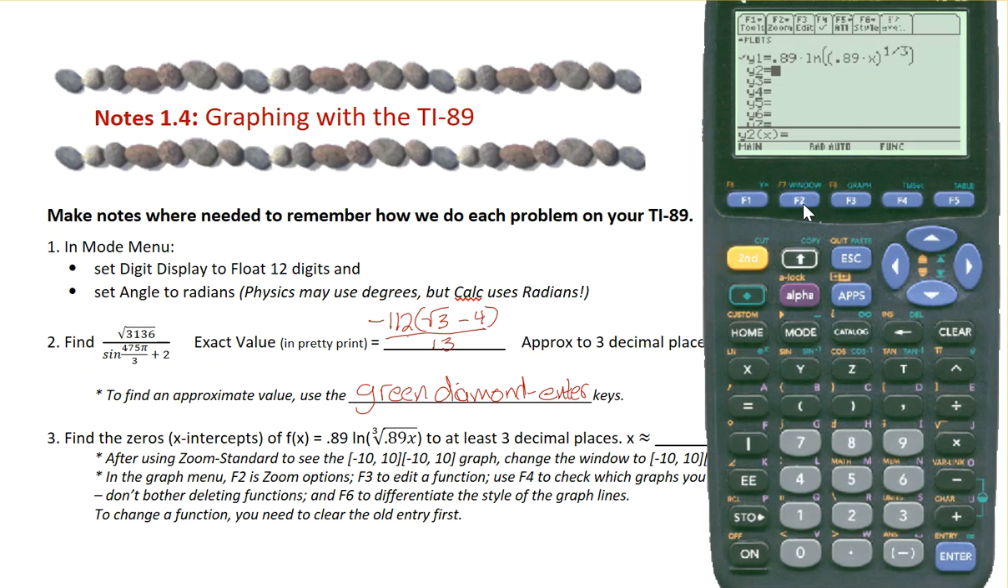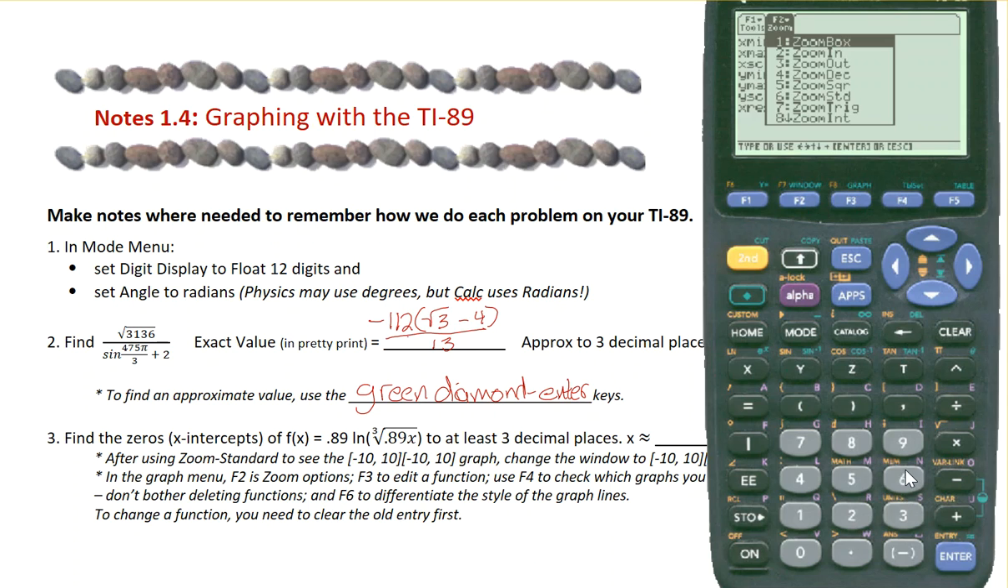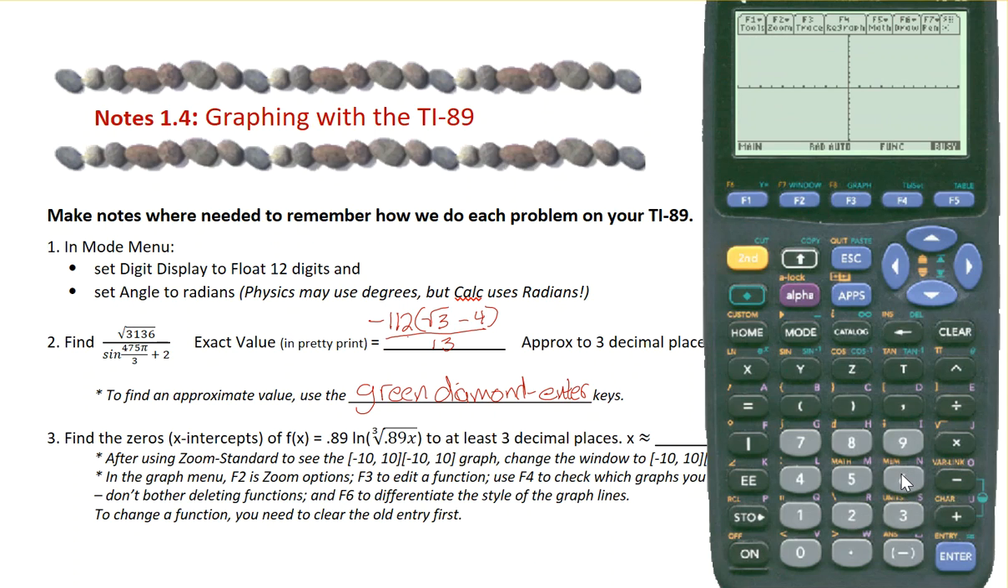If I do zoom standard, so if I do this green diamond window, the zoom in the window, choices F2 is zoom features, and zoom 6 is the same as it was on your previous calculator. So zoom standard is zoom 6, and it graphs in a window from -10 to +10 on each axis. So we write it in interval notation this way, from -10 to +10 on the x-min, x-max, and -10 to +10 for the y-min, y-max.